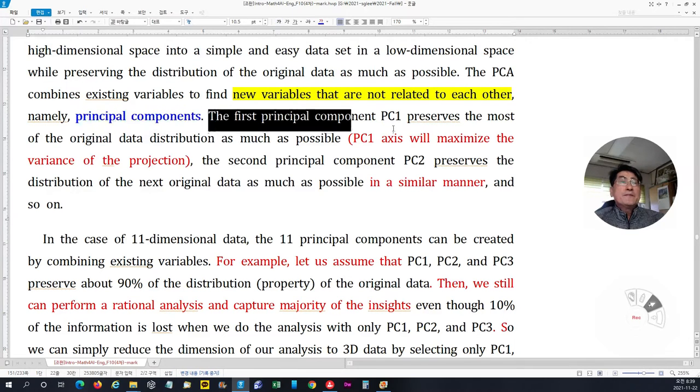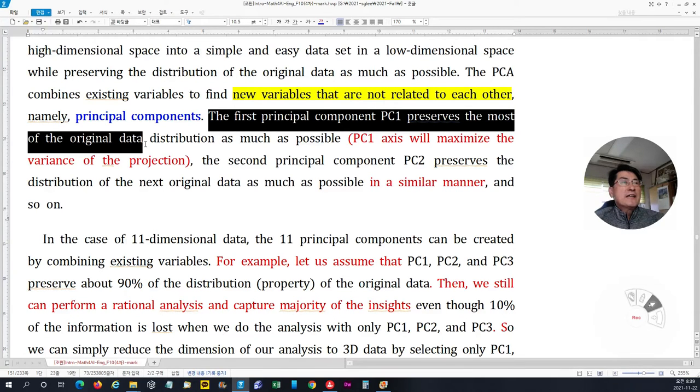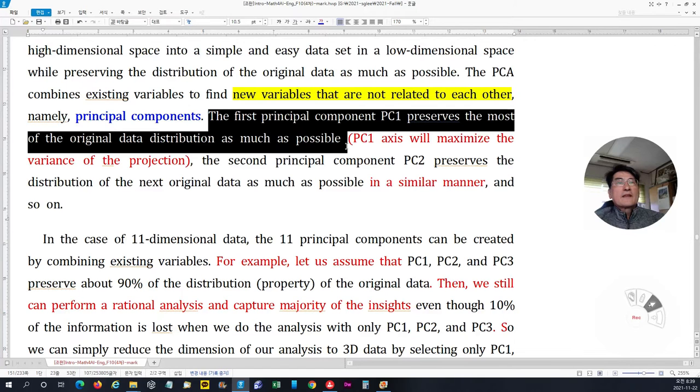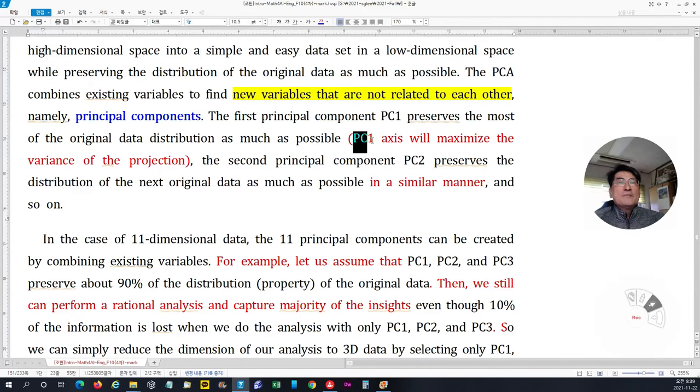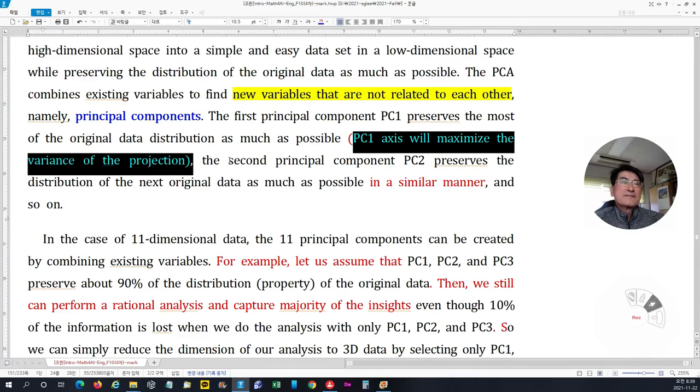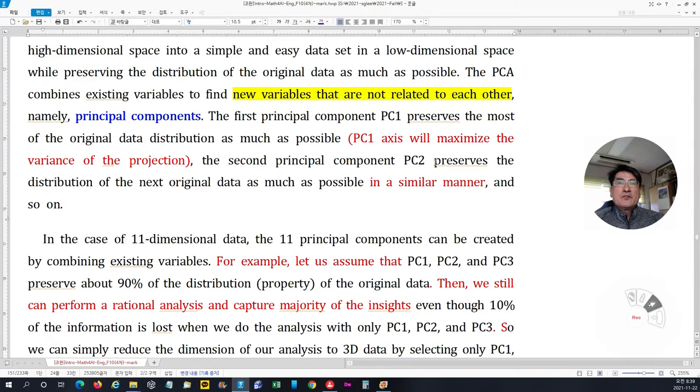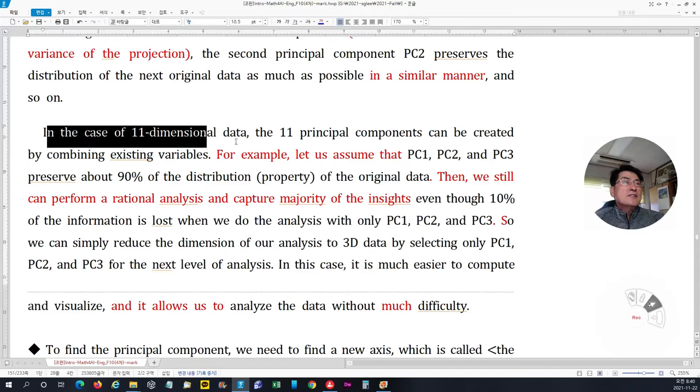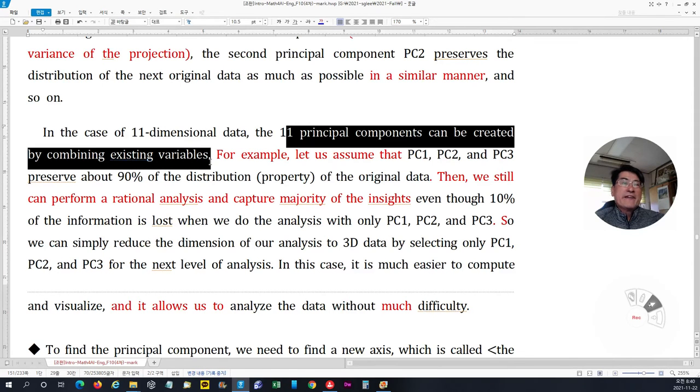The first principal component, PC1, preserves the most of the original data's distribution. So the PC1 axis will maximize the variance of the projection. The second principal component, PC2, preserves the distribution of the next original data as much as possible in the same manner. In the case of 11-dimensional data, 11 principal components can be created by combining existing variables.